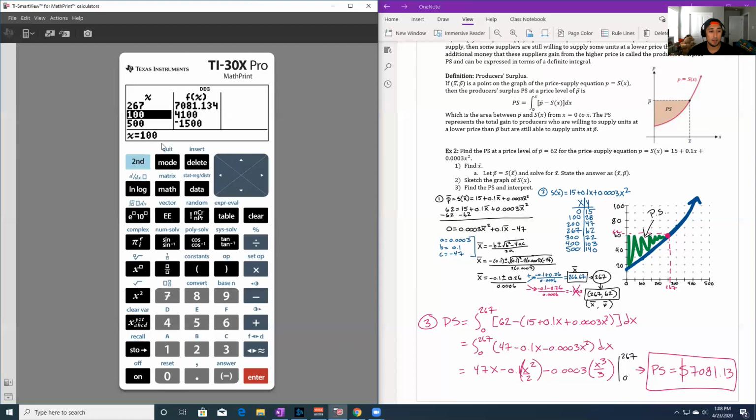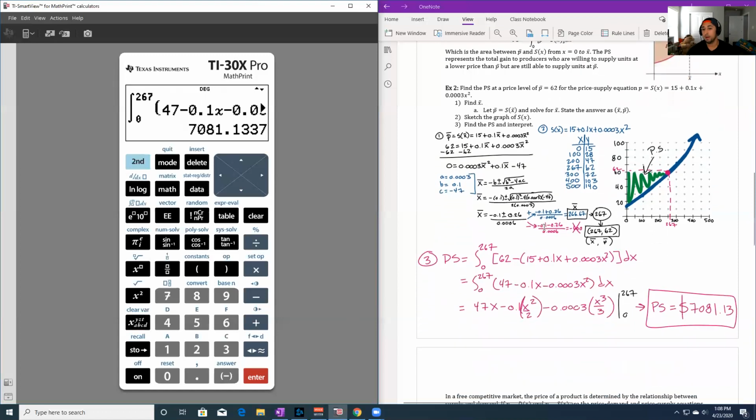Okay, quick check, right? Second integral 0 to 267. Oops. Of, what do I have? 47 minus 0.1x minus 0.0003x squared. Enter. $7,081.13. Perfect. Whew. All right.